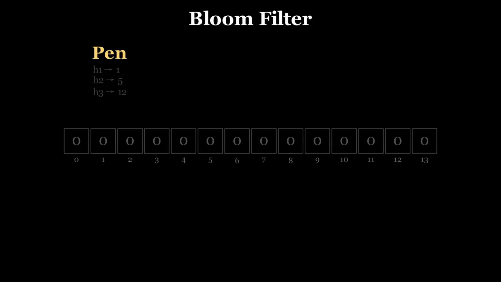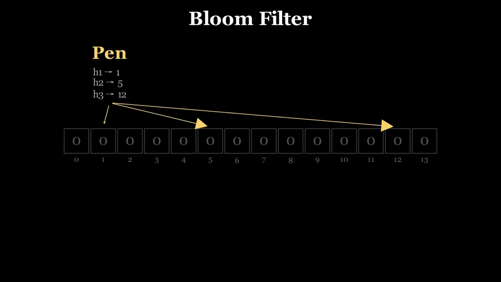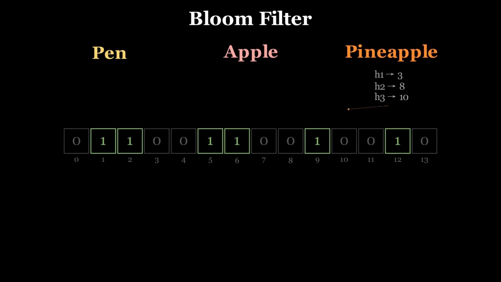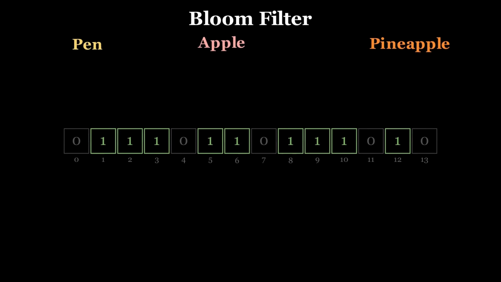Here's how it works. Say you want to add the word pen to your filter. Instead of storing the string, you run it through a few hash functions, where each one points to a position in your bit array and flips that bit from 0 to 1. You do the same for apple and pineapple, and if a bit's already flipped, you just leave it. So the filter now holds the fingerprint of all 3 words, with no actual string stored, just patterns of ones.